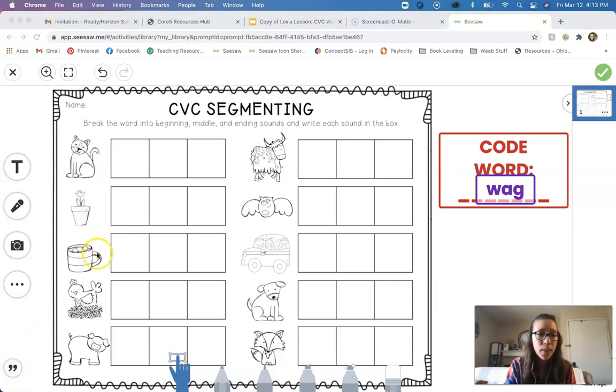a pot, a mug, a hen, pig, yak, bat, bus, dog, fox. Okay, and you can listen to those words again during the activity itself. So all you're going to do is use that text tool or that drawing tool to write out the words in each one of those boxes. Remember, one letter per sound in our CVC words here. So you're just going to write the beginning sound, the middle sound, and the ending sound there for each of those words.